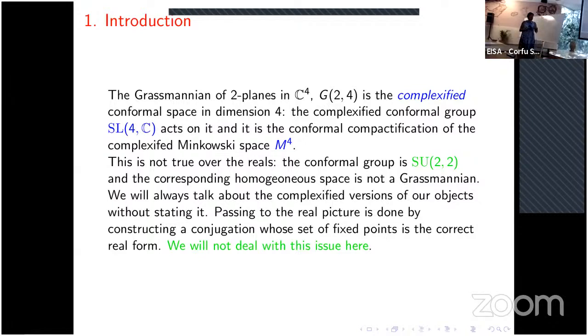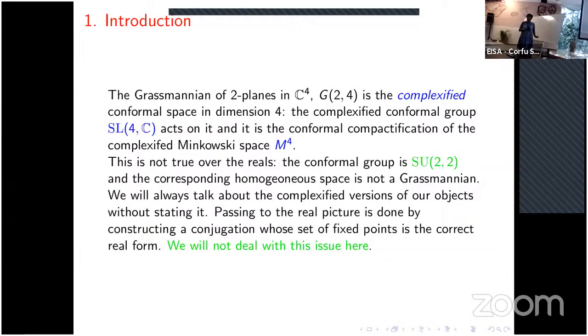The idea is to work in the complex, to realize that the Grassmannian of two planes in four-dimensional space is the complexified conformal space. And then realize that the complexified Minkowski space is the big cell, so it's an open set that is dense in G(2,4). This is the non-super case. But the structure of Grassmannian is not true over the real. The real conformal space is a compactification of the real Minkowski space, but it's not a Grassmannian. So that's why we need to go to the complex to see this structure.